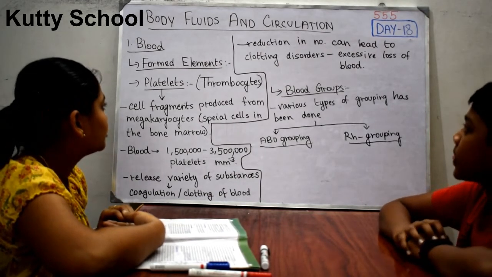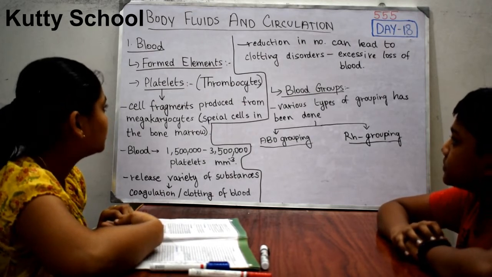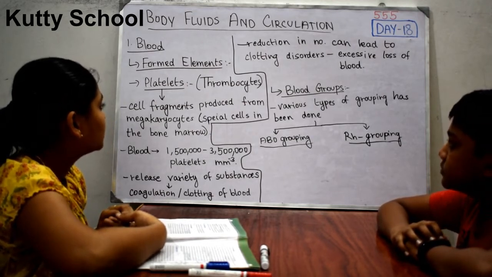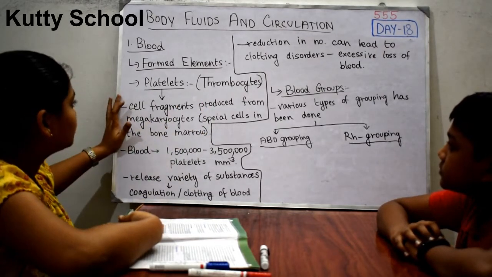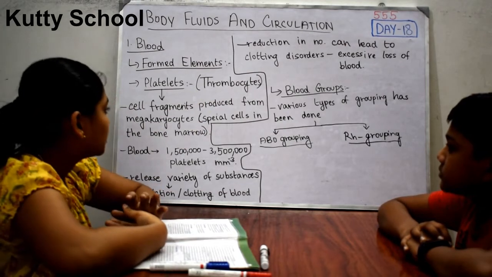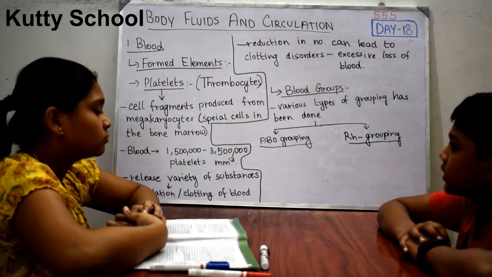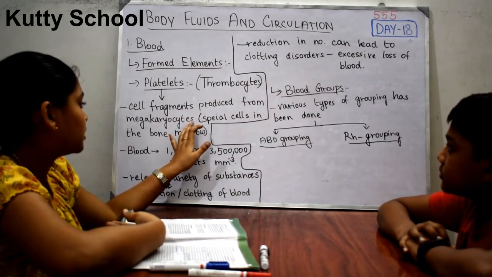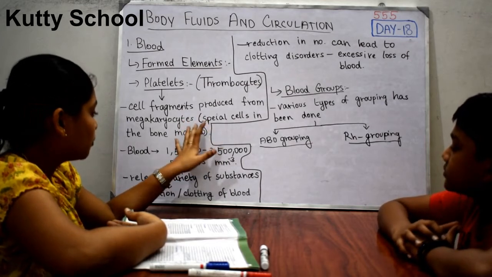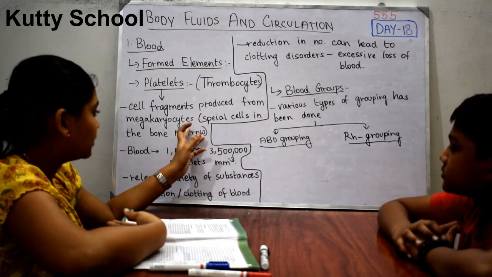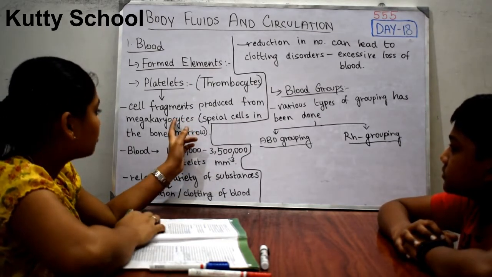So now we are going to see platelets in formed elements, along with RBCs and WBCs. Platelets are also known as thrombocytes. These platelets are formed from cell fragments produced from the megakaryocytes. Megakaryocytes are special cells in bone marrow.